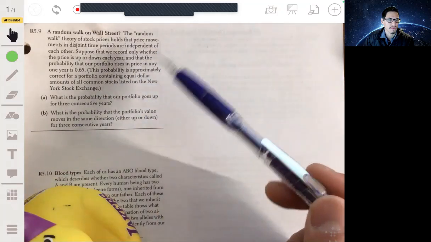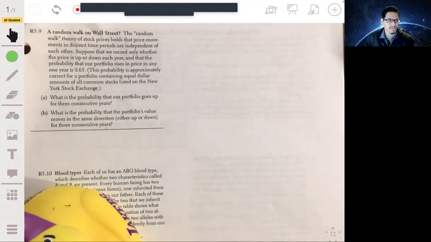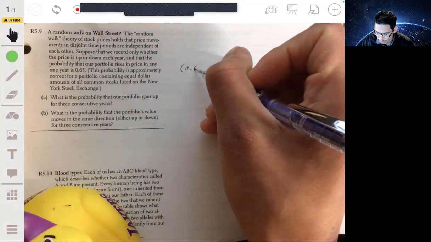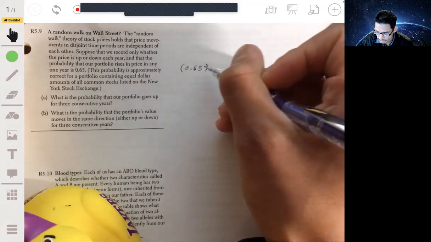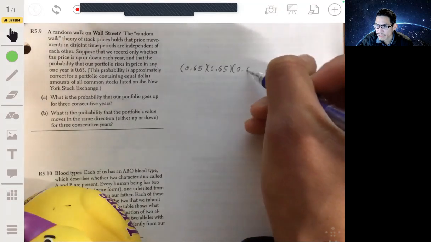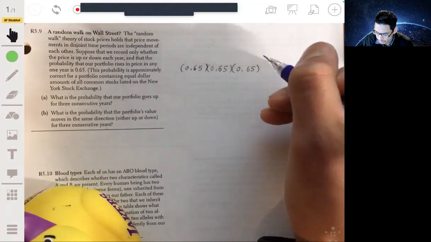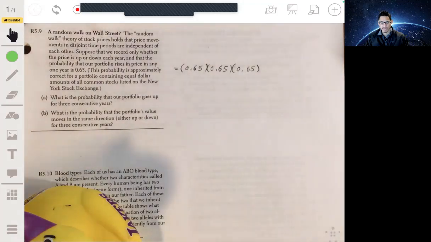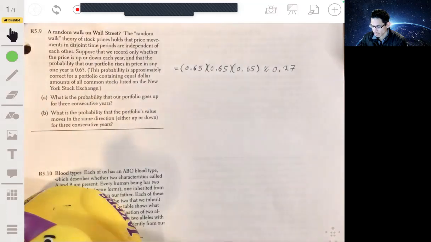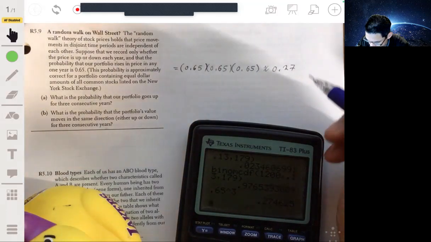Anyways, since we're told they're independent of each other, you're just going to use the multiplication rule. You're just going to multiply 0.65 three times, because it says the probability of 1 year is 0.65. So we just do 0.65 times 0.65 times 0.65, and that will give us about 0.27, or 0.2746.